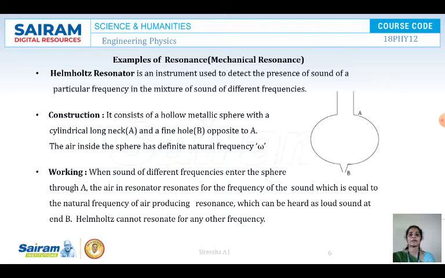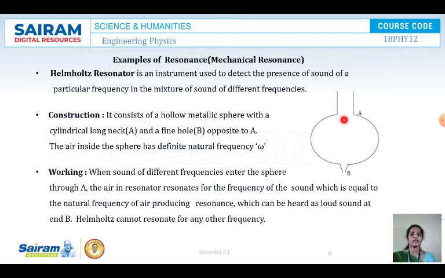Now you can see examples of resonance. An example of mechanical resonance is the Helmholtz resonator. It is an instrument used to detect the presence of sound of a particular frequency in a mixture of sounds of different frequencies. Now the construction: it consists of a hollow metallic sphere with a cylindrical long neck A and a fine hole B opposite to A.